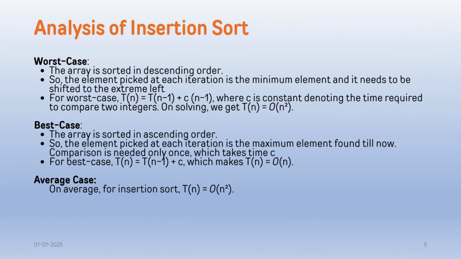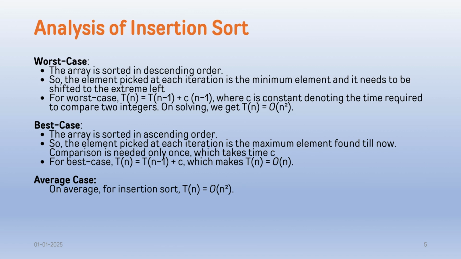Insertion sort's worst case situation arises when the given array is sorted in descending order. This is because at each iteration the target element needs to be compared with all elements to its left, and all elements to its left need to be shifted one index to the right. Consider the worst case scenario.